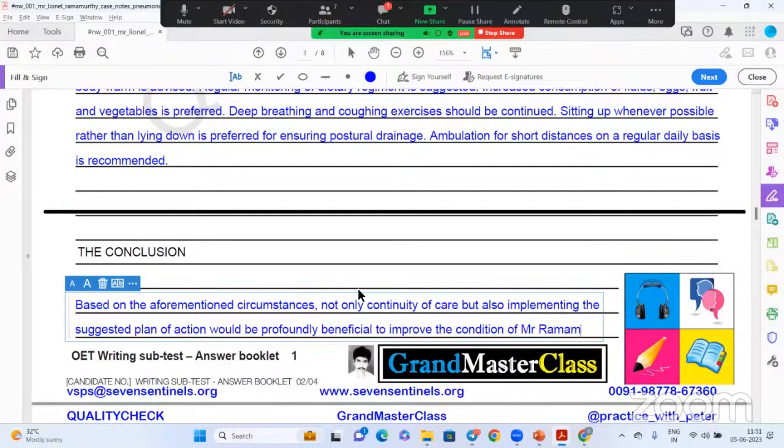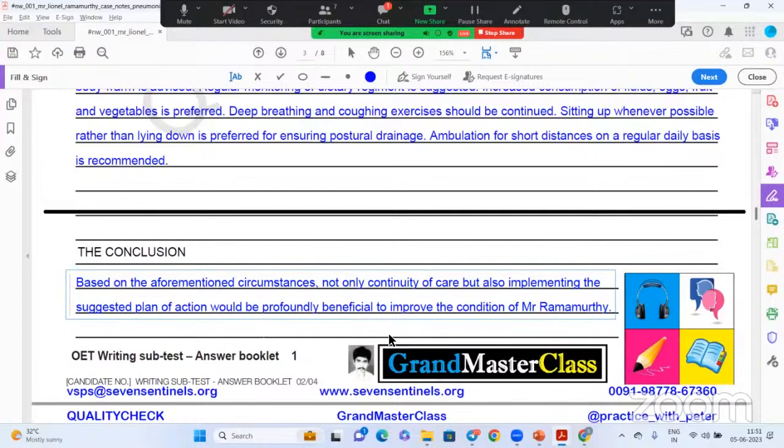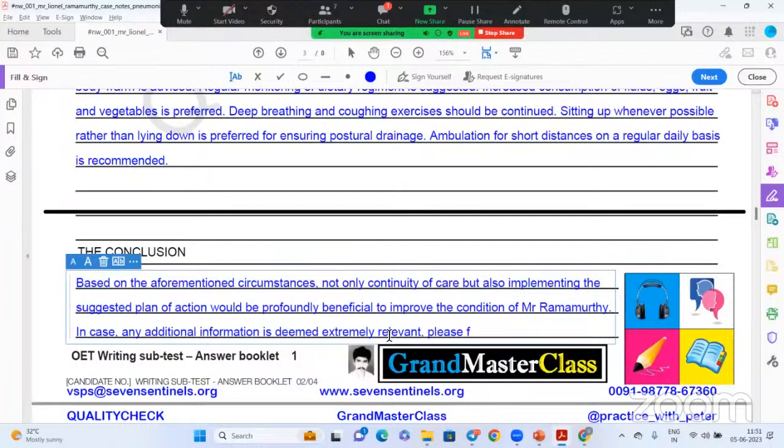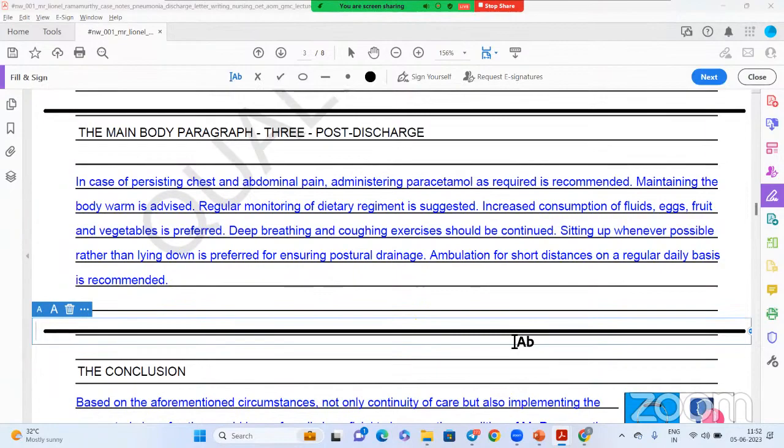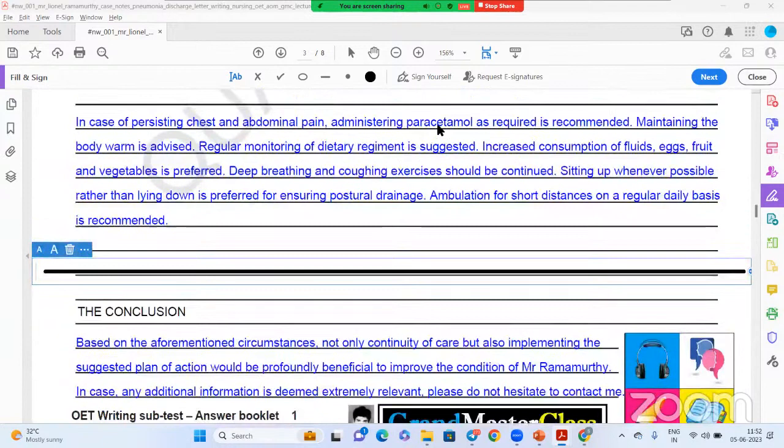So that's it. Next, in case any additional information is deemed extremely relevant, please do not hesitate to contact me. Fine. So that's it. That's the letter finished. So that's the end of the letter.